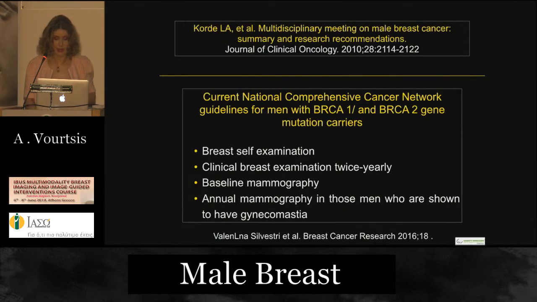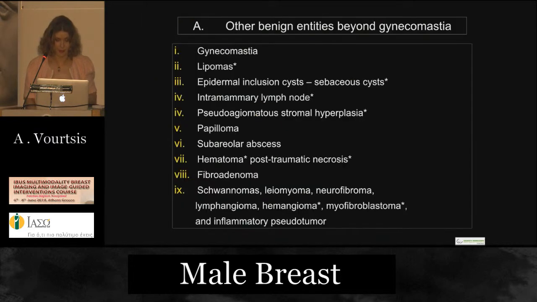This is about treatment. Now, the current National Comprehensive Cancer Network guidelines for men, particularly those that are BRCA1 and BRCA2 mutation carriers, do suggest breast self-examination, also clinical breast examination twice yearly, baseline mammography, and annual mammography in those men who are shown to have gynecomastia.